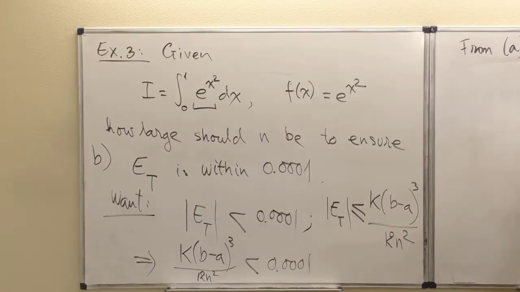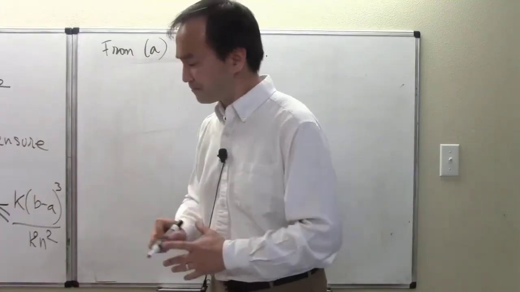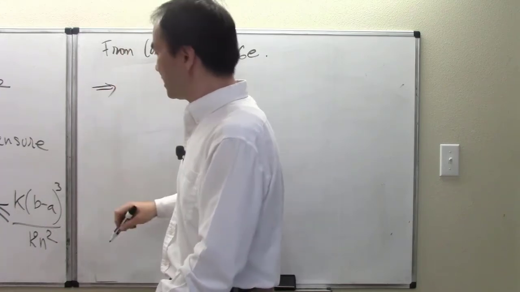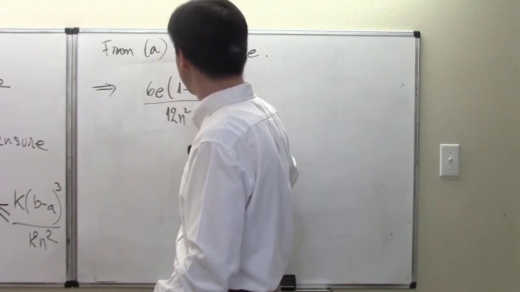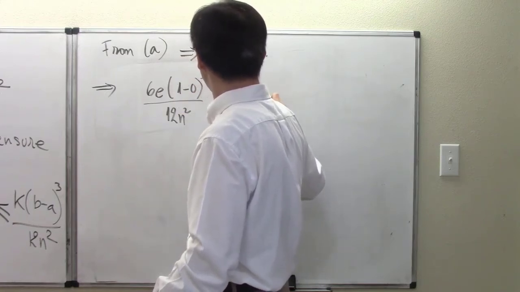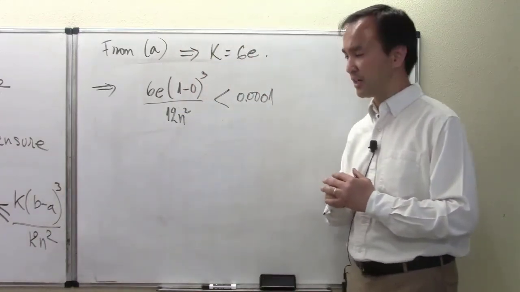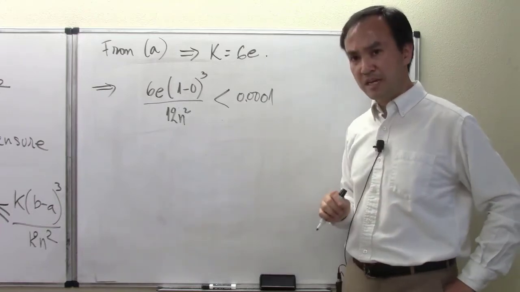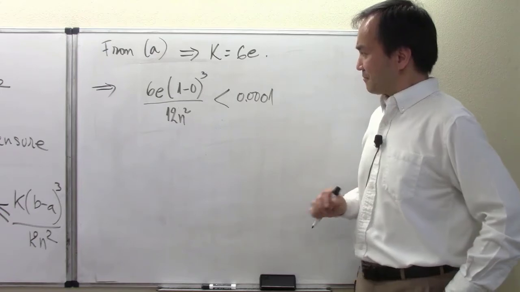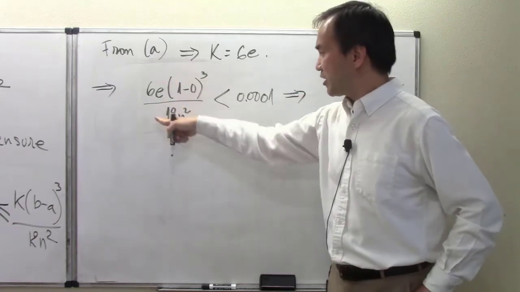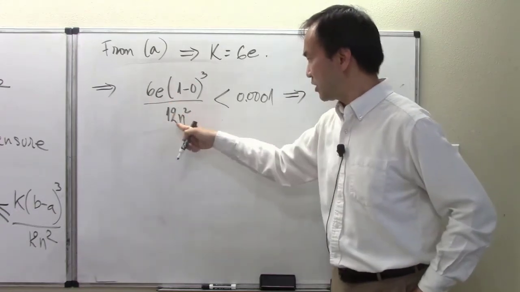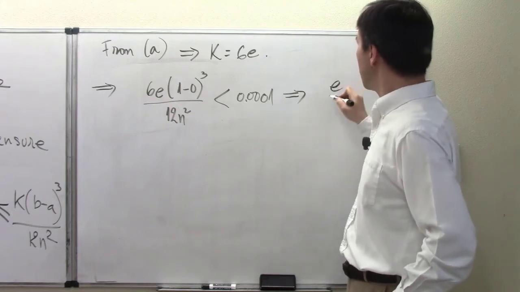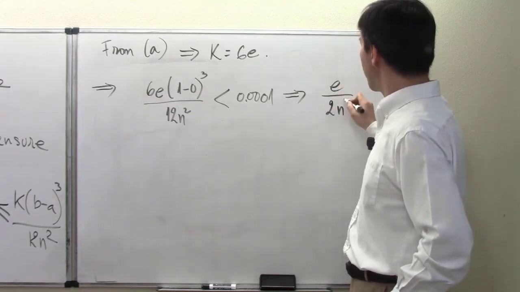Okay, and so now from the previous step, our inequality becomes 6e times (1 minus 0) cubed, divided by 12n squared. And we want that to be less than 0.0001. You can already sense that this step in part B is a lot faster. So now we can start doing some cancellation. Here, 6 can be canceled with 12 and reduce our left hand side to e over 2n squared, to be less than 0.0001.